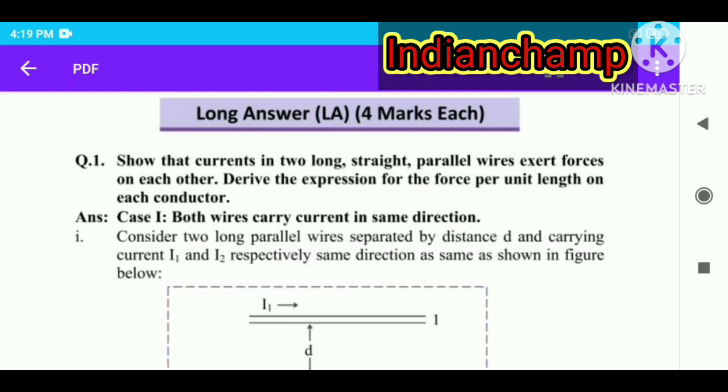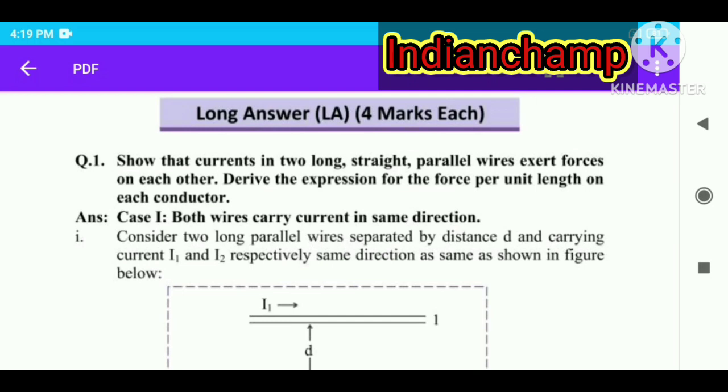First question: Show that current in two long straight parallel wires exert force on each other. Derive the expression for the force per unit length on each conductor. Answer. Case first, both the wires carrying current in the same direction.